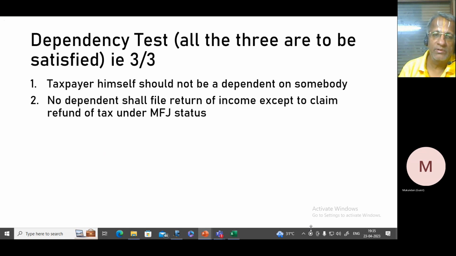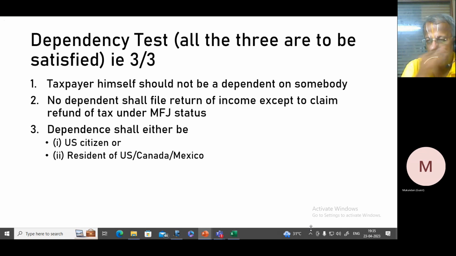The dependent shall not file any return of income. When you say a dependent, the person should have some qualities, and one of the qualities is that the person should not be filing any return of income. But there is an exception, except to claim a refund of tax under MFJ. Imagine that the dependent is a daughter and married, and she would be joining her husband in filing the return for the purpose of claiming a refund. Only for that purpose, you can take it up. If she were to pay tax, then the dependency test would not apply, as she will be filing.